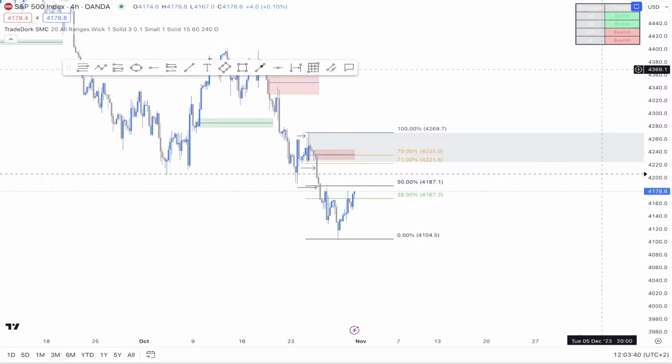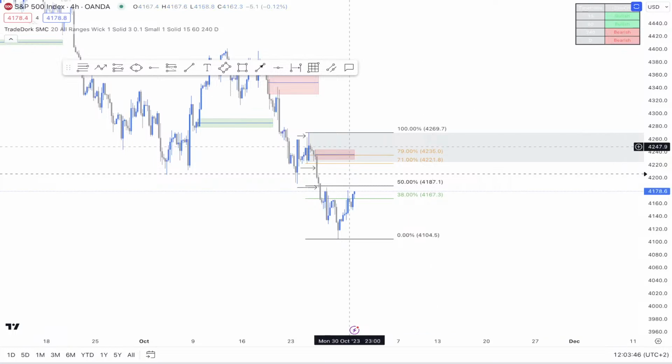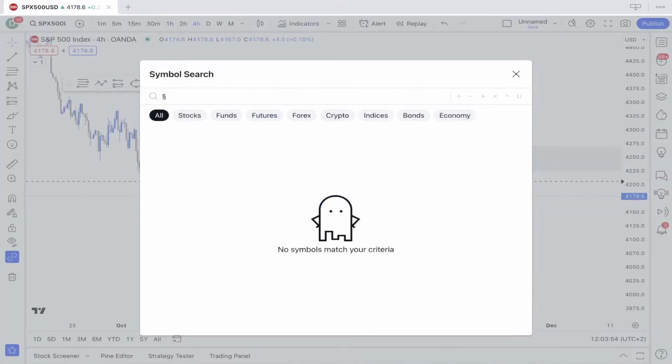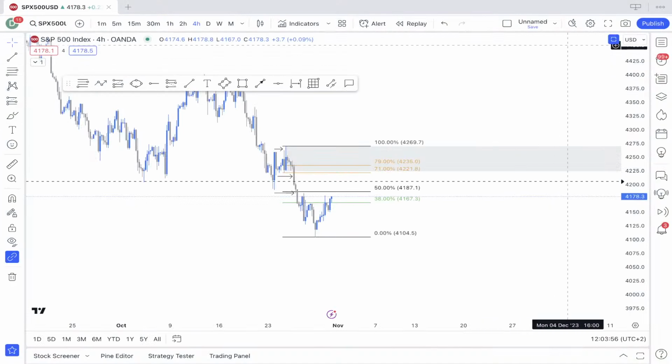If we enable the Trader graph, we can see that the daily and the 4-hour are both bearish, which is a great sign. And we also have this Trader order block lining up perfectly with our area of interest. So that's exactly why this is a valid setup for us to take.